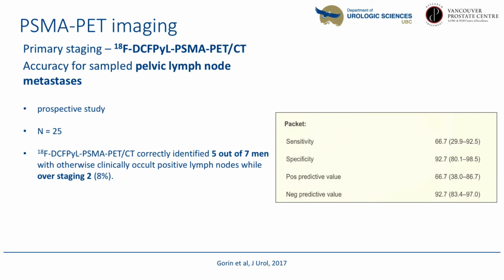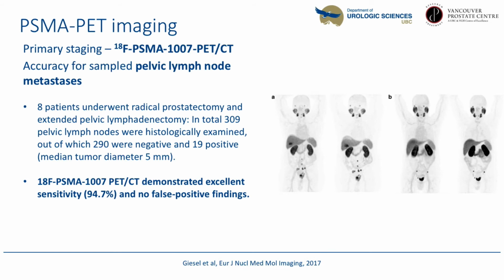For the other fluorine tracer for pelvic lymph node accuracy, there have been only 8 patients. Quite a lot of lymph nodes have been removed, 309 in these patients. That was actually done by Boris. And 19 of them had positive lymph nodes. And PSMA found 95% of those, and there were no false positive findings.